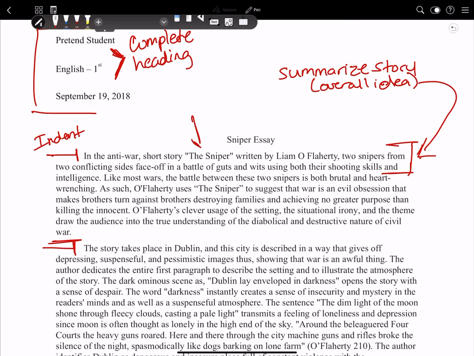Keep in mind, see right here where you've got The Sniper and it's in these quotation marks. This is what you do with a short story. Or a poem, or really any piece of literature, a video, a movie, whatever. But with a book, which is what you are going to be doing, then it needs to be in italics. You put it in italics, okay?